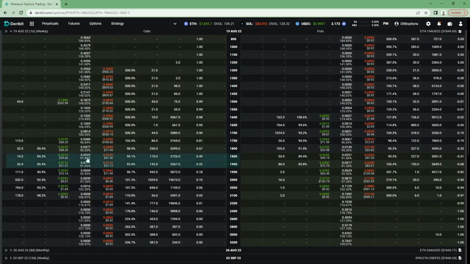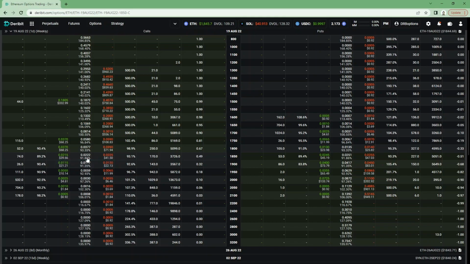We like the look of the 1850-1900 bull call spread, which means we want to purchase the $1,850 strike call and sell the $1,900 strike call. For the 1850 call, we can see a best bid of 0.0215 and a best ask of 0.0225. For the 1900 call, we can see a best bid of 0.0115 and a best ask of 0.012.